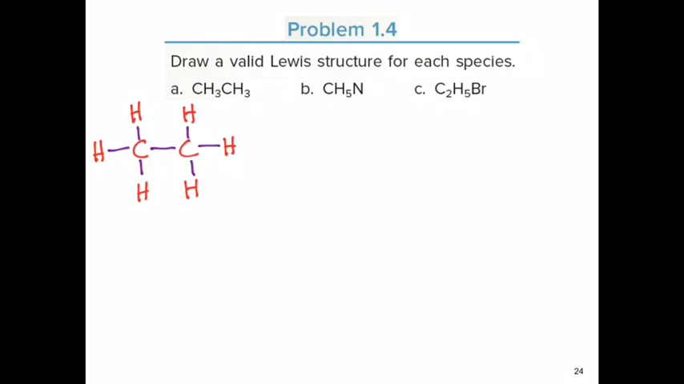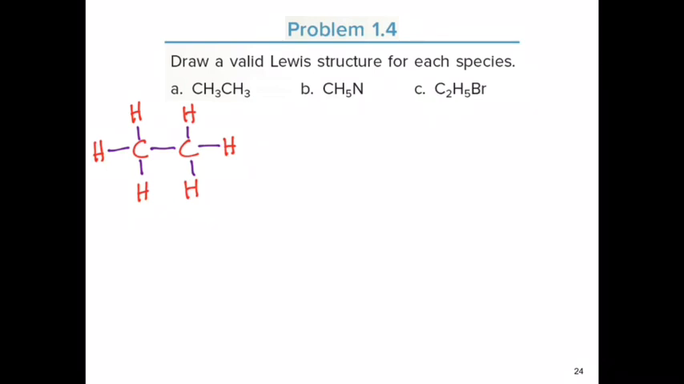So now you can double check for the octet rule to make sure that each atom follows the octet rule. So this carbon has 4 bonds, so it has 8 valence electrons. This carbon has 4 bonds as well, so it follows the octet rule. Next one here is CH5N.